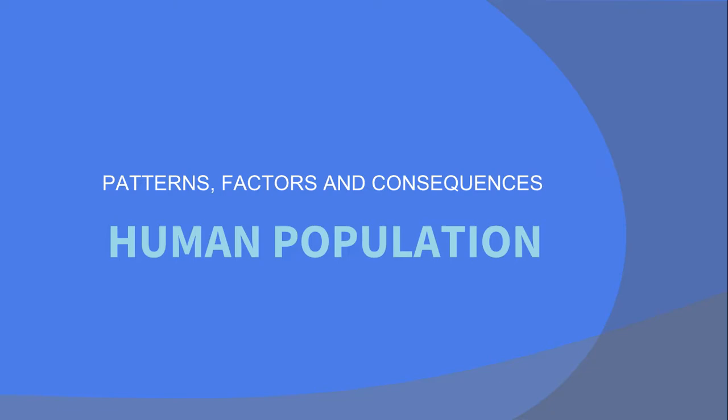So, the unit that we're starting is human impact in the lithosphere. And in order to appreciate all that we're going to talk about, it's important to first talk about human population. By the end of this, you should have some grasp on patterns of human population, factors that affect it, so why are some places growing faster than others, and some potential consequences.